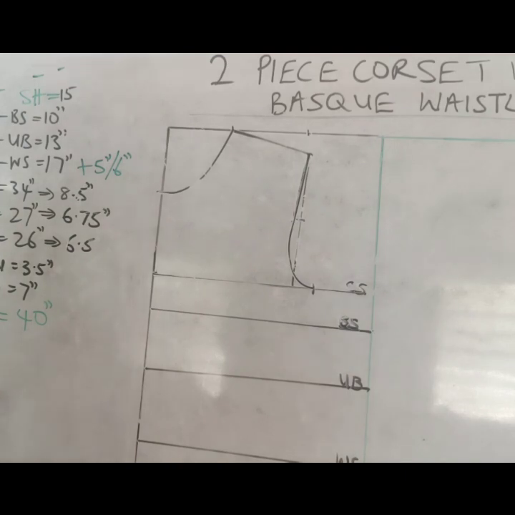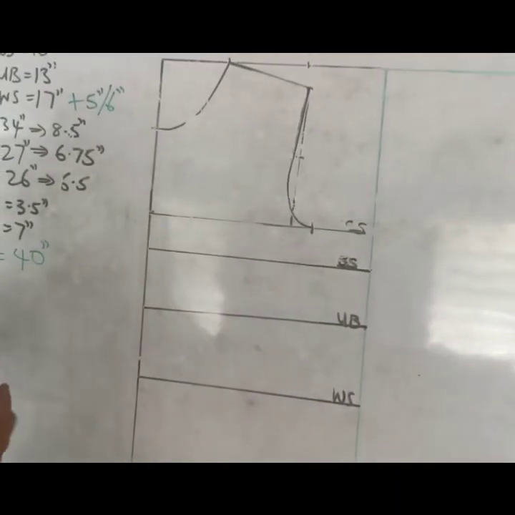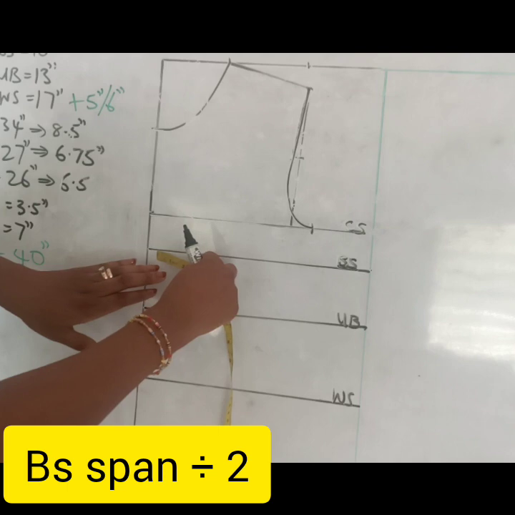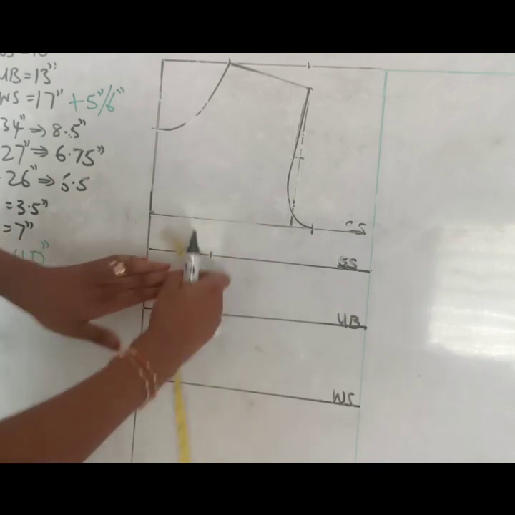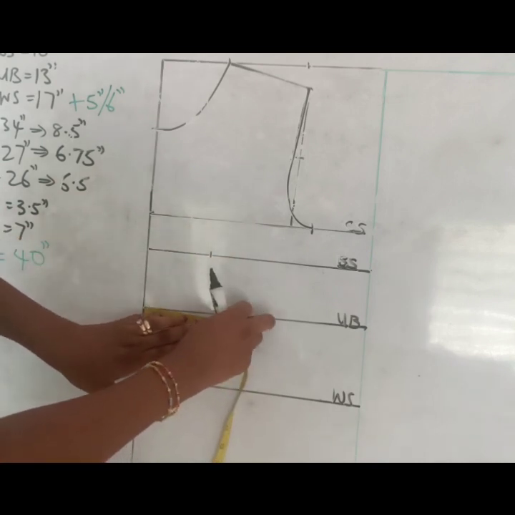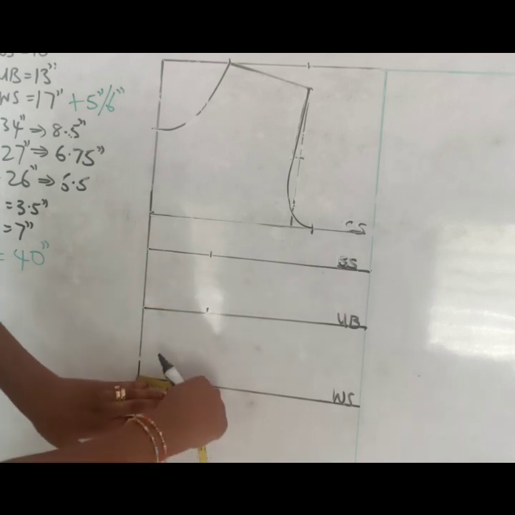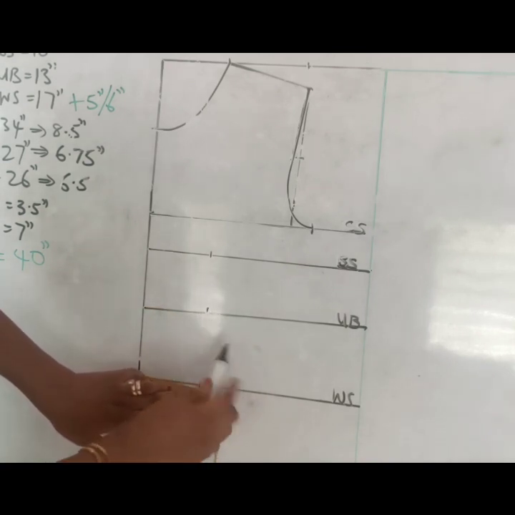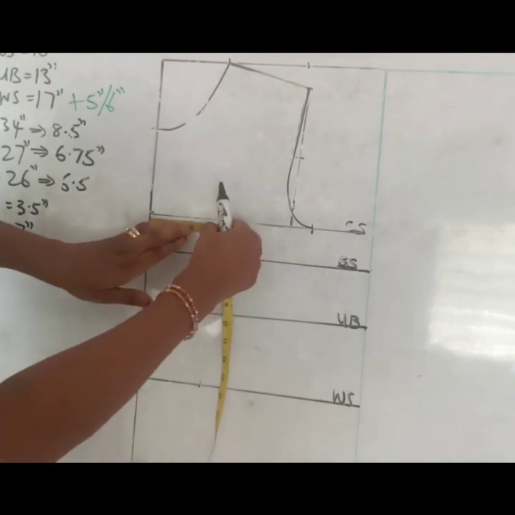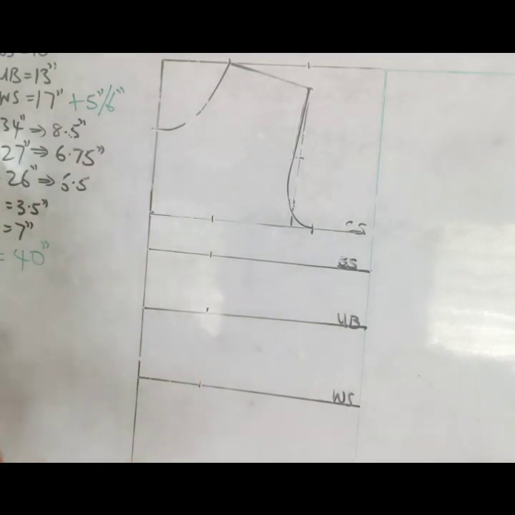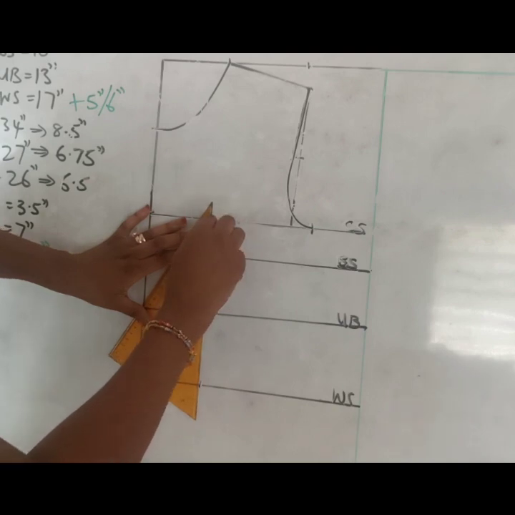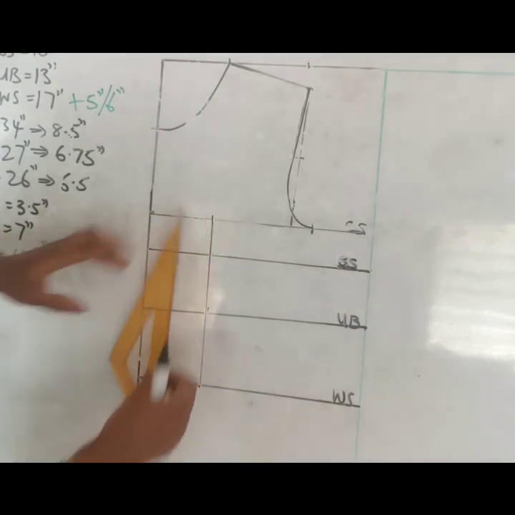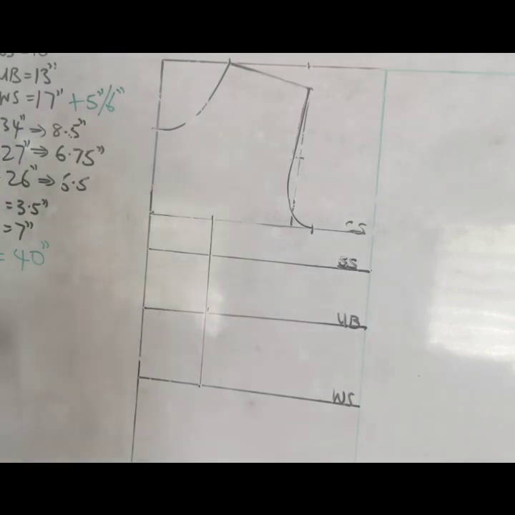The next thing is to put in our bust span measurement divided by 2. The bust span is 7 inches, divided by 2 is 3.5. So we are going to place it here, and put it across to the waistline. Also mark it on the chest line.